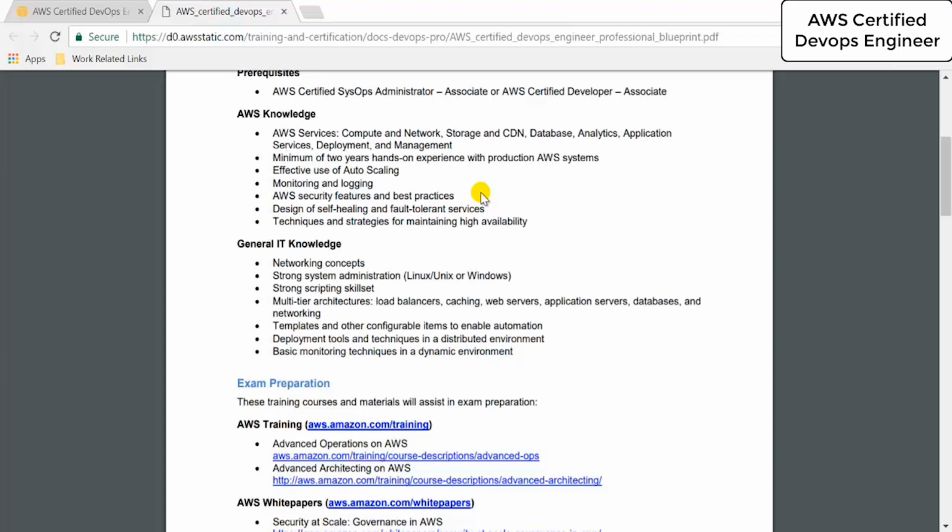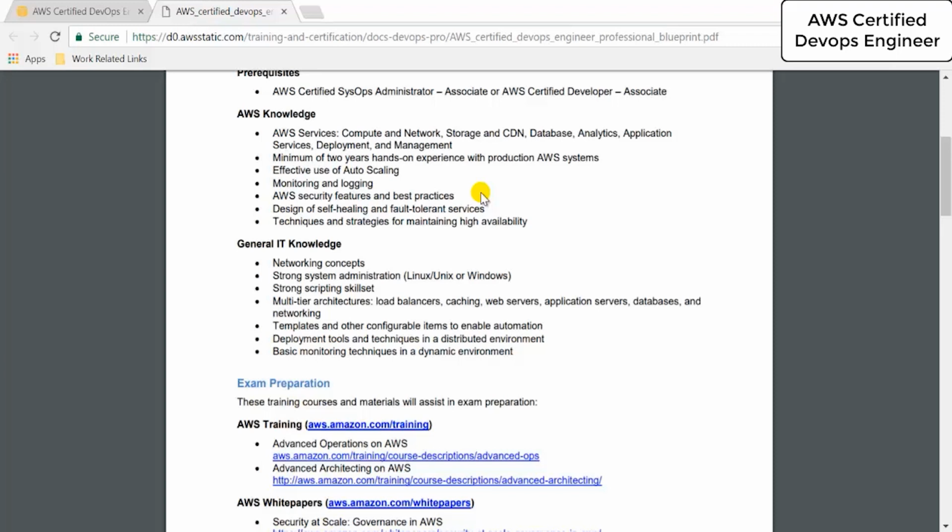The next thing is monitoring and logging: how to monitor your cloud infrastructure, and how to get the logs and store them for troubleshooting and auditing purposes. Apart from that, the AWS security features and best practices: how we are going to secure our cloud infrastructure, and what best practices need to be followed. These things also need to be gone through before going for the DevOps course.